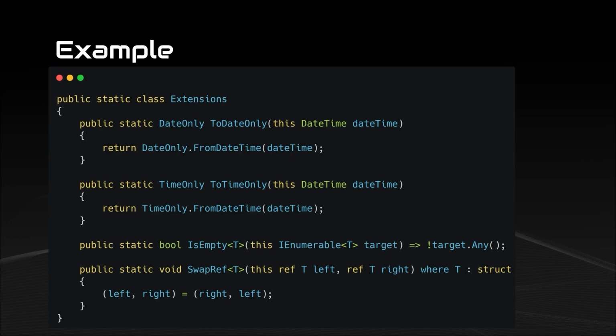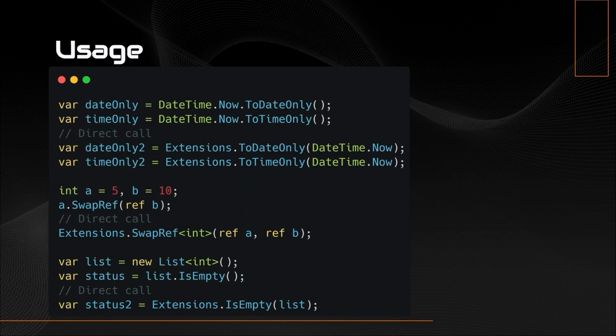Extension methods work perfectly with generic types. We have IsEmpty with generic T, and the this modifier points to IEnumerable of T. Also ref and out are possible to use, and you can also add generic constraints if you want. Let me show you how you can use them.